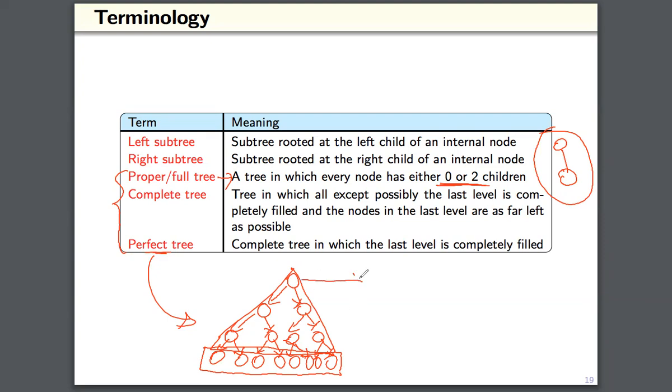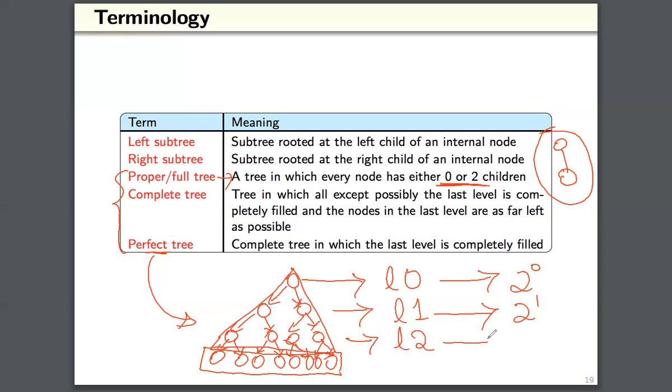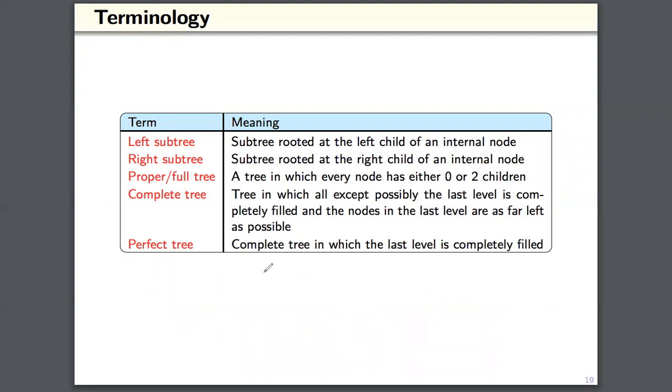Last level should be completely filled. So if you look at this, this is level 0. How many nodes are there? 2 power 0. So this is level 1. How many nodes are there in this level? 2 power 1. So this is level 2. How many nodes are there in this level? 2 power 2. Right? So suppose this is the last level, L last. How many nodes should be there? 2 power L last. That's the idea of a perfect tree. What about complete tree? So complete tree is something like this.